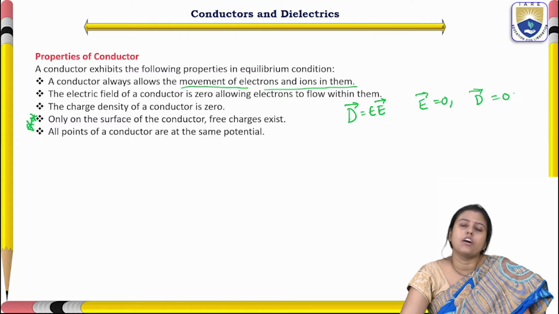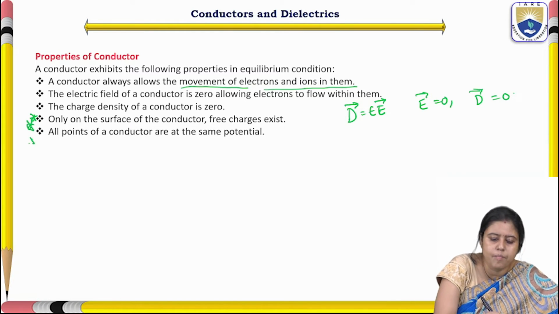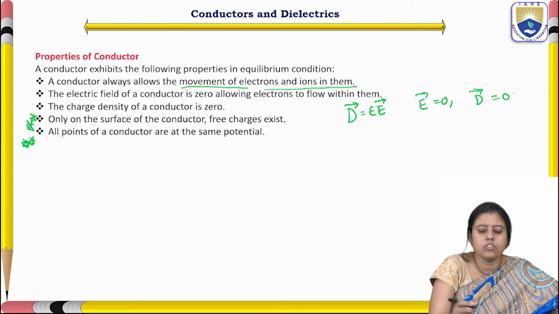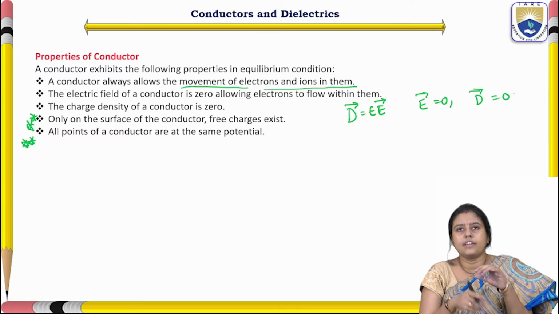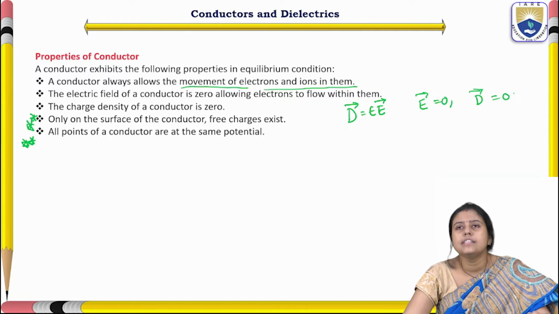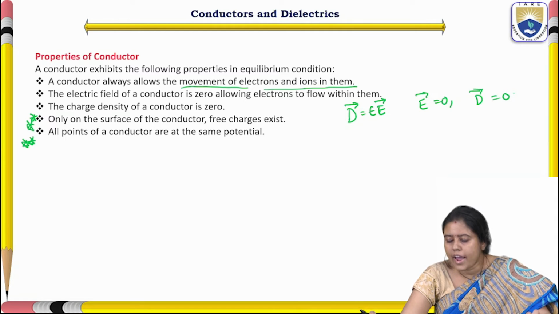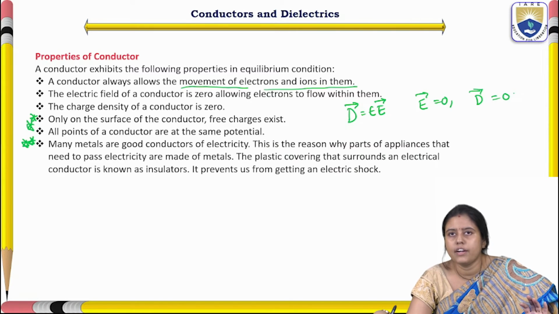All points of a conductor are at the same potential. This is also another very important property of conductors. We cannot change the potential within a conductor. That's why the current flows smoothly in a conductor.